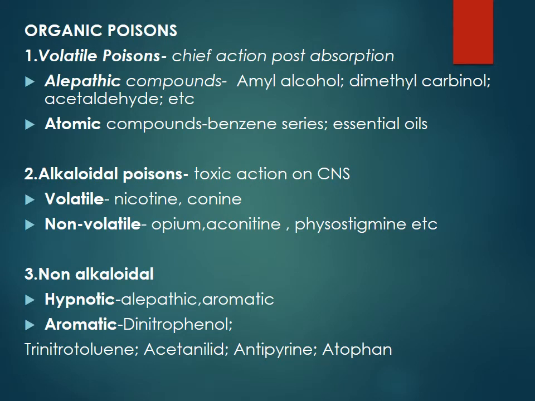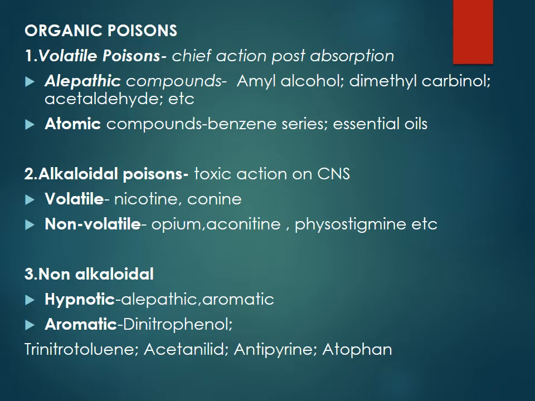And then let's go to organic poisons. Volatile poisons, the chief action post-absorption: aliphatic compounds like amyl alcohol, dimethyl carbinol, and acetaldehyde, and so on. And then the aromatic compounds like benzene series and essential oils. And then alkaloidal poisons, toxic actions on the central nervous system. Volatile like nicotine and quinine. Non-volatile: opium, aconitine, physostigmine, and so on.